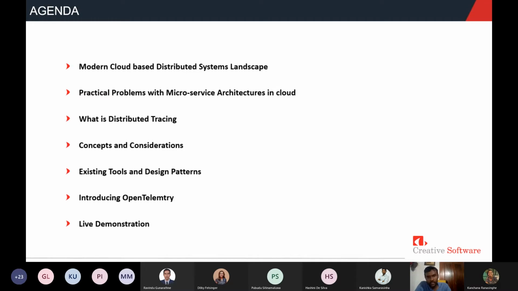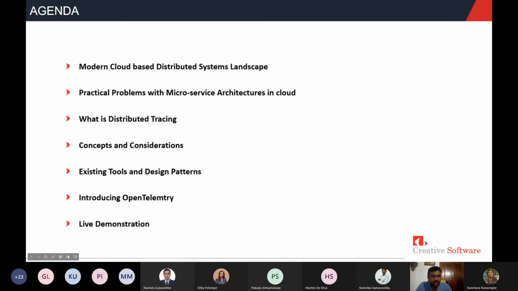And later on, Pubudu will show you a live demonstration on how we can instrument a small application using a new distributed tracing framework called Open Telemetry, which is very new to the community, and most of the community is getting behind it and trying to make it the de facto standard for distributed tracing in the cloud in the future. So we are trying to touch one of the latest additions to the open source community in the distributed tracing domain. So that's the overall agenda for us today.